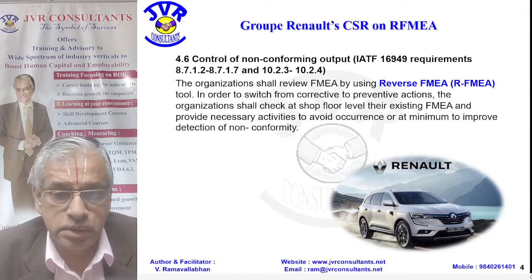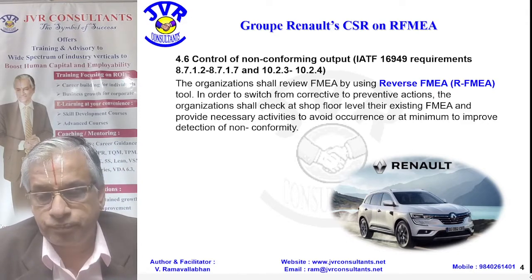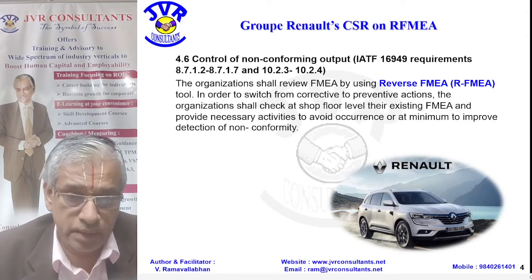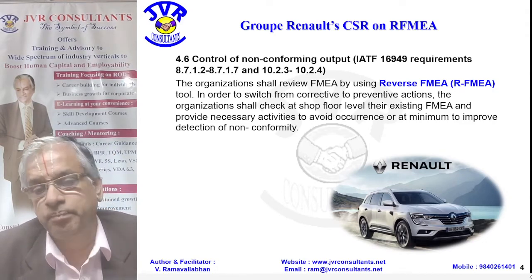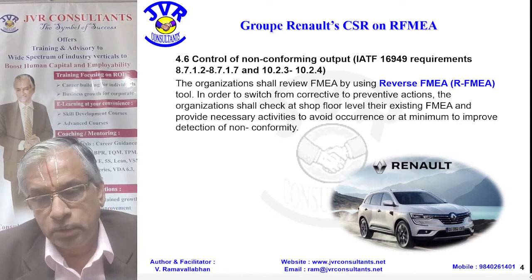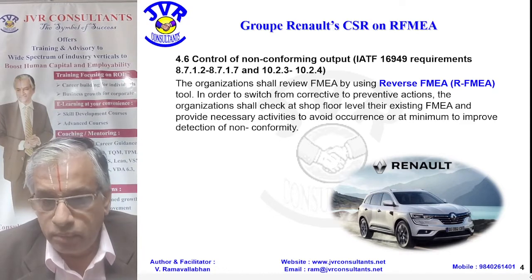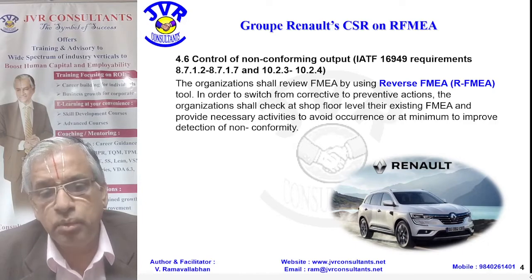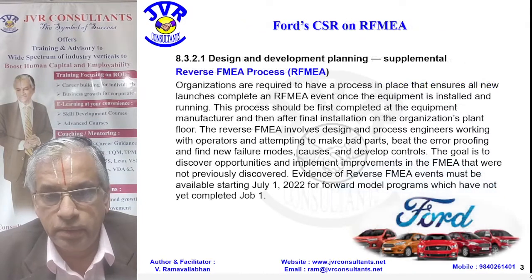Corrective to preventive. The organization shall check at shop floor level their existing FMEA and provide necessary activities to avoid occurrence or at a minimum to improve detection of non-conformity. So you have to try to avoid occurrence or at a minimum improve the detection mechanism to identify the non-conformity. Okay.